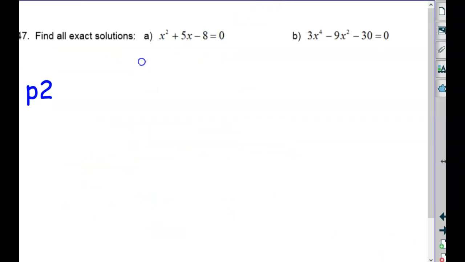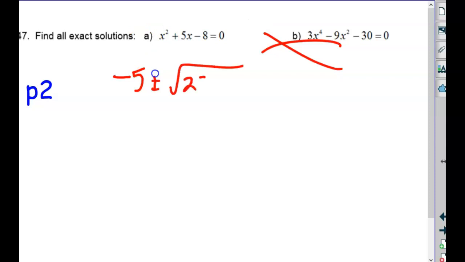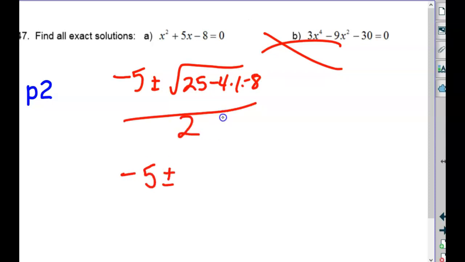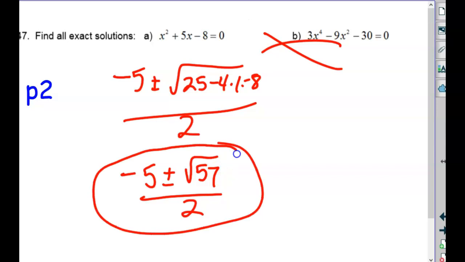This is just another quadratic, so I'm just going to do this one. Opposite of b plus or minus the square root of b squared minus 4 times a times c all over 2a. 32 would be 57. 57 is divisible by 3. I think it's 3 times 18, 19. 3 times 19, which is not, so this would just be it. Doesn't simplify.